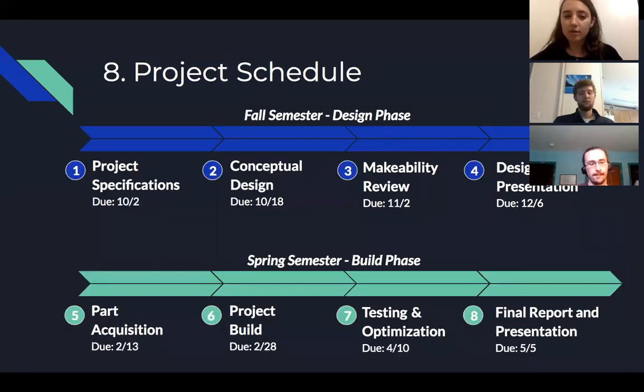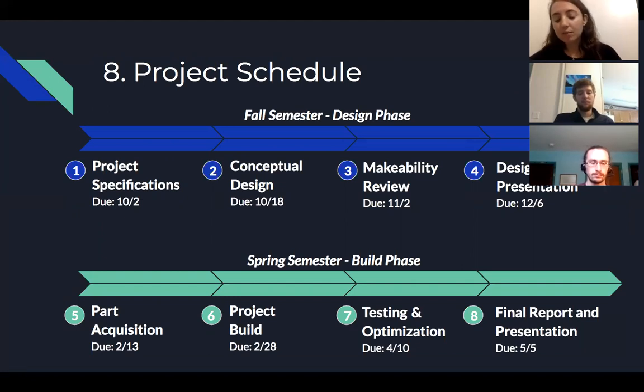So this is an overview of our project schedule that we followed. In the fall semester, that was primarily the design phase of our project, where we first completed a document for project specifications where we had to go over the requirements. We then created a conceptual design for our project. We completed a makeability review to ensure that we would be able to produce this design. And we then had a design report and presentation.